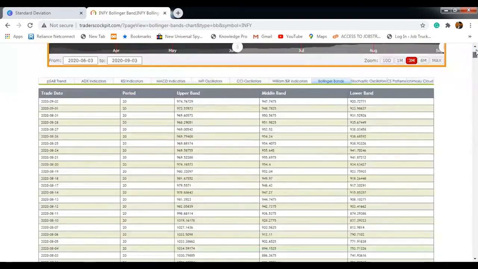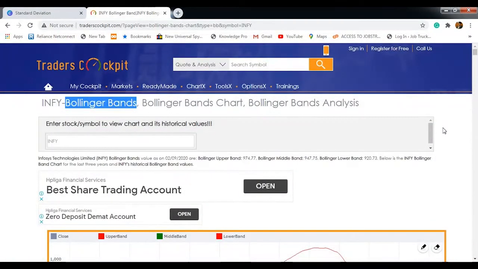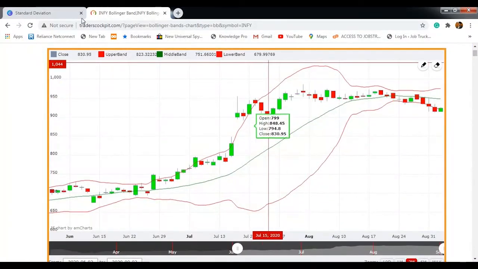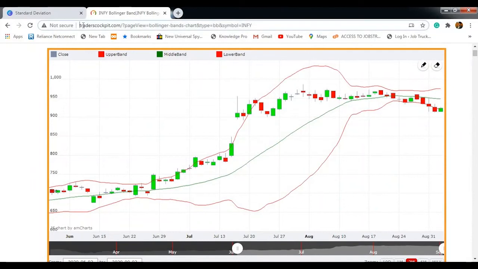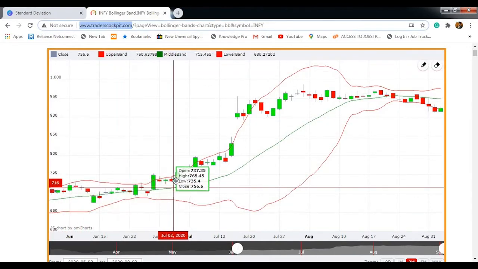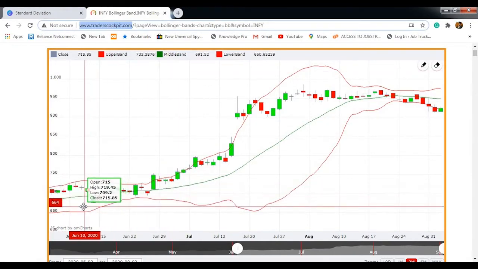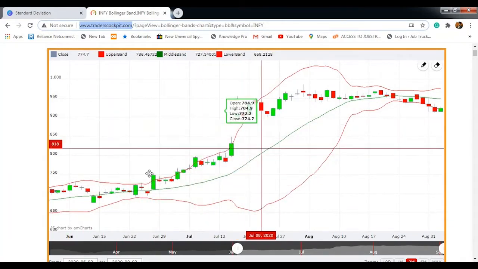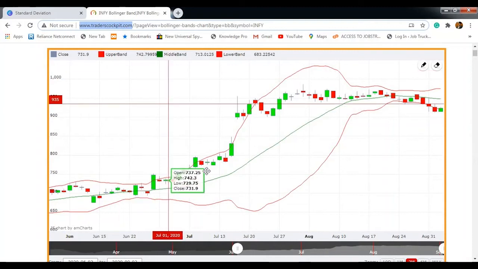Also, by the way, I hope you guys are making use of this website. I had mentioned it in the previous class, traderscockpit.com. It is an excellent website. You will be able to understand various different technicals from here. It is an excellent website to understand the technicals whilst trading. Even Money Control is a good website, okay? But then when you try to analyze your stock in a highly technical manner, traderscockpit.com will be very useful for you.